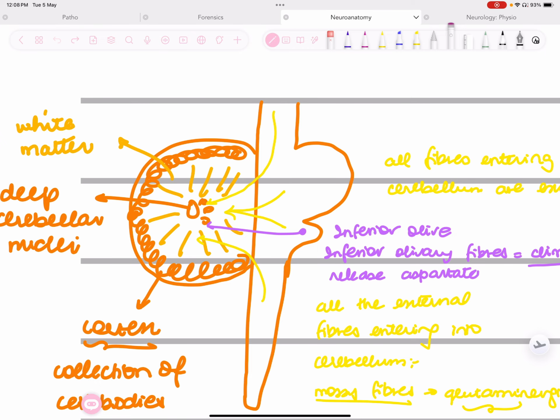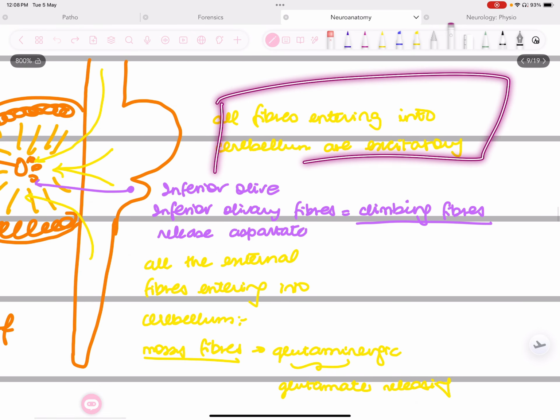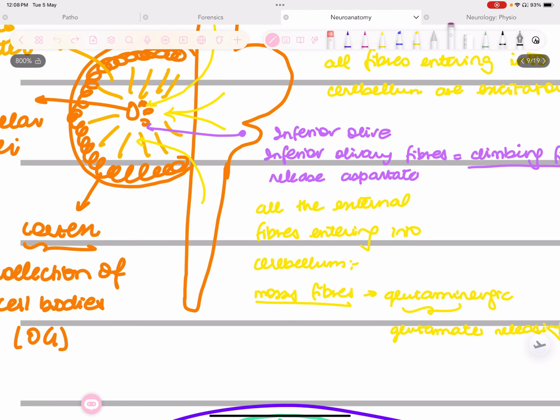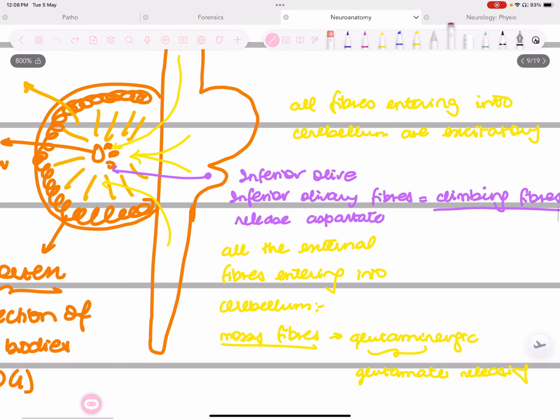So all the input fibers are excitatory. This is something you need to know. All the input fibers are excitatory. There are two major types of input fibers. You have mossy fibers and climbing fibers.